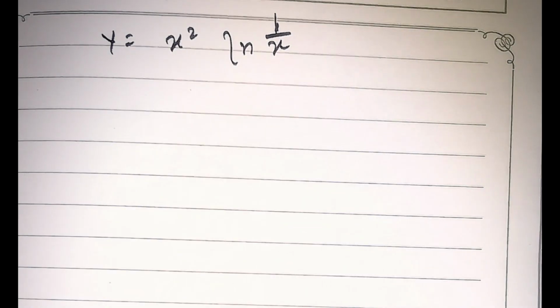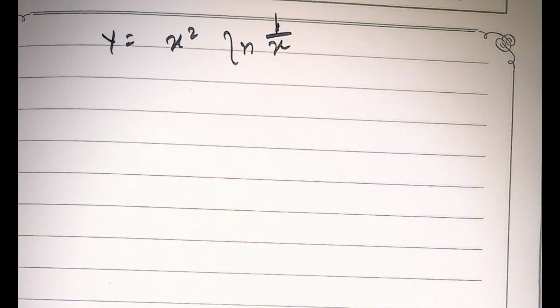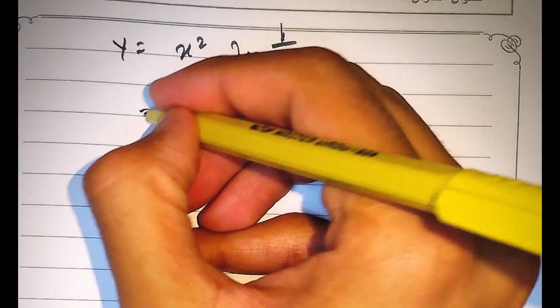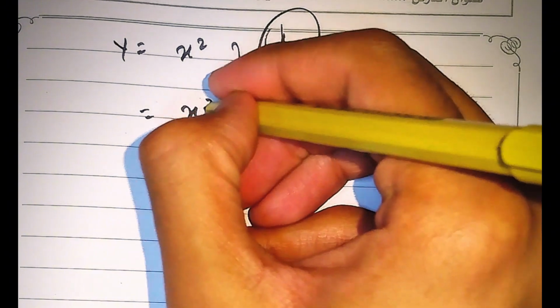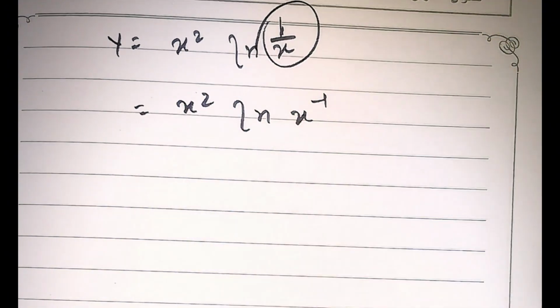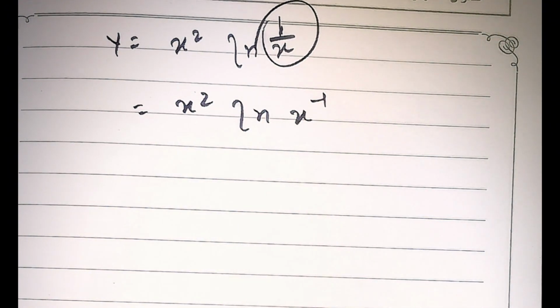Okay, so guys, now in the next question we have y is equal to x squared natural log of 1 divided by x. Now first of all, this 1 divided by x is bothering me, so I can write it as natural log of x negative 1.